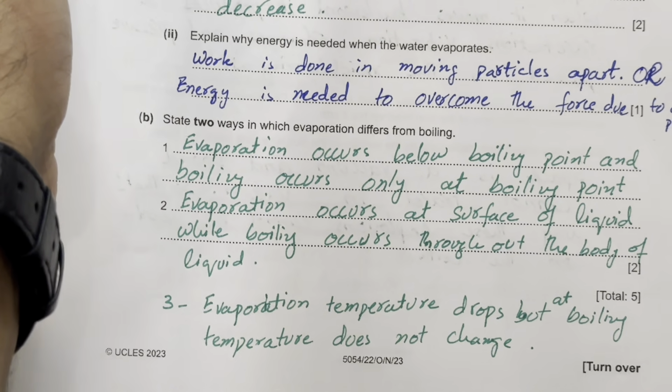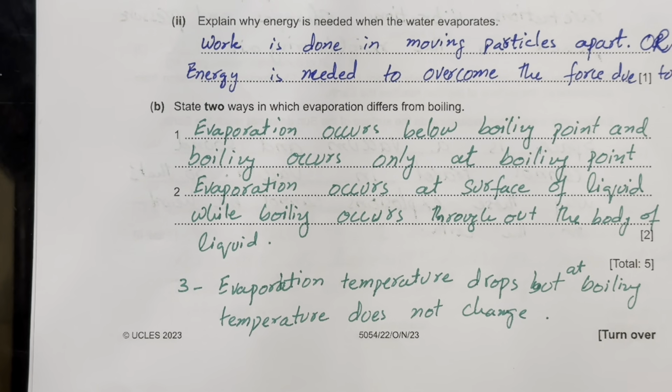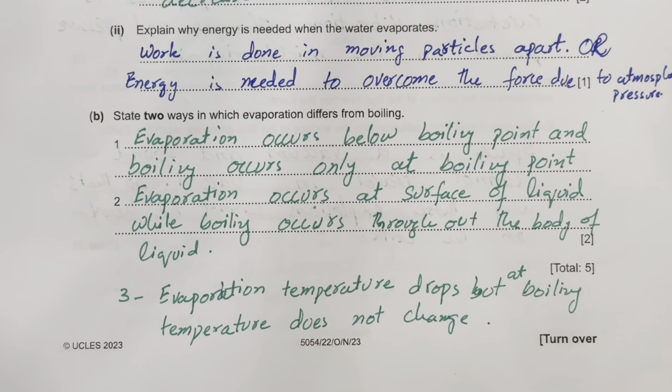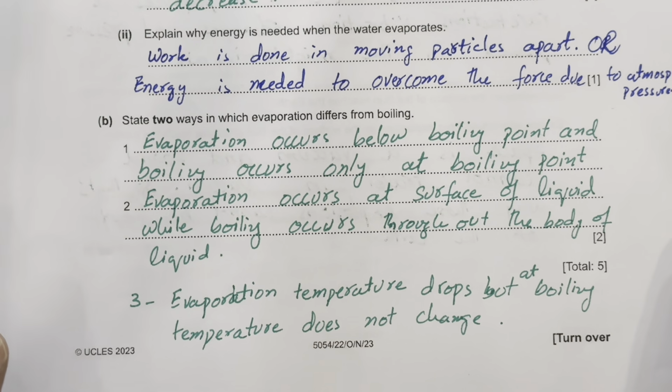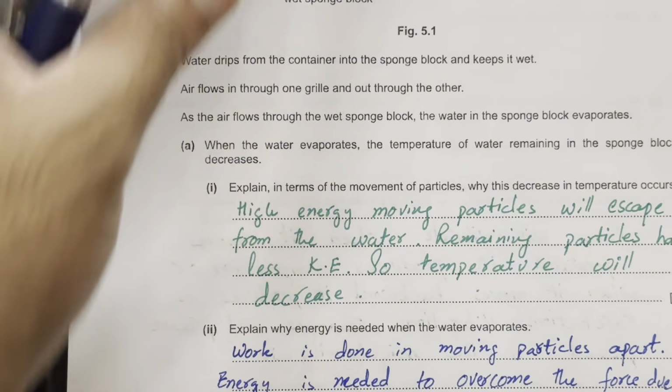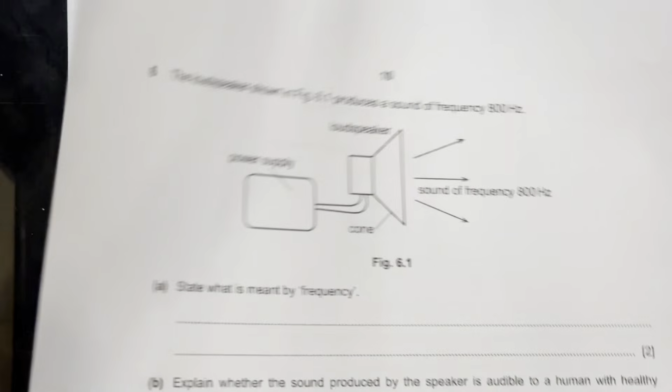I am going to read my answer which I have already written. Evaporation occurs below boiling point and boiling occurs only at boiling point. Evaporation occurs at the surface of the liquid while boiling occurs throughout the body of the liquid. And the third point: during evaporation the temperature drops, but during boiling the temperature doesn't change. So this is our B part. Now we will move to question number 6.